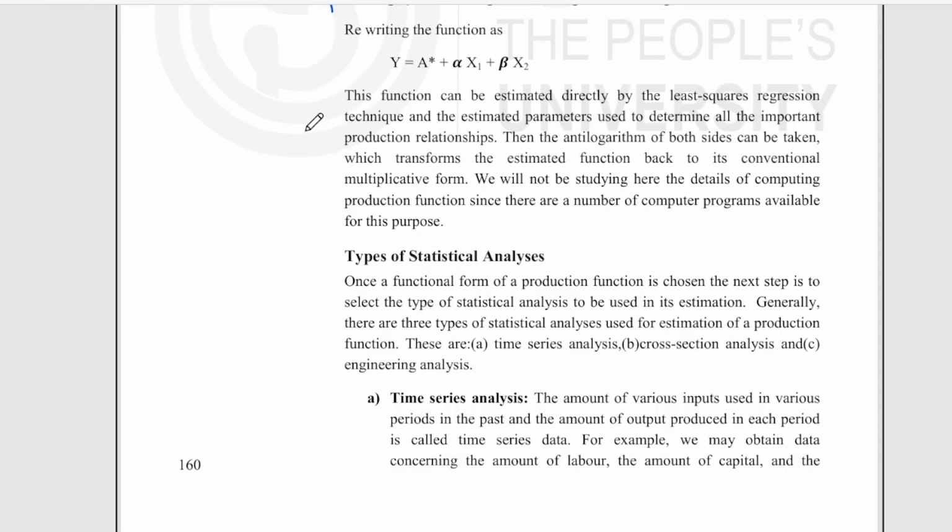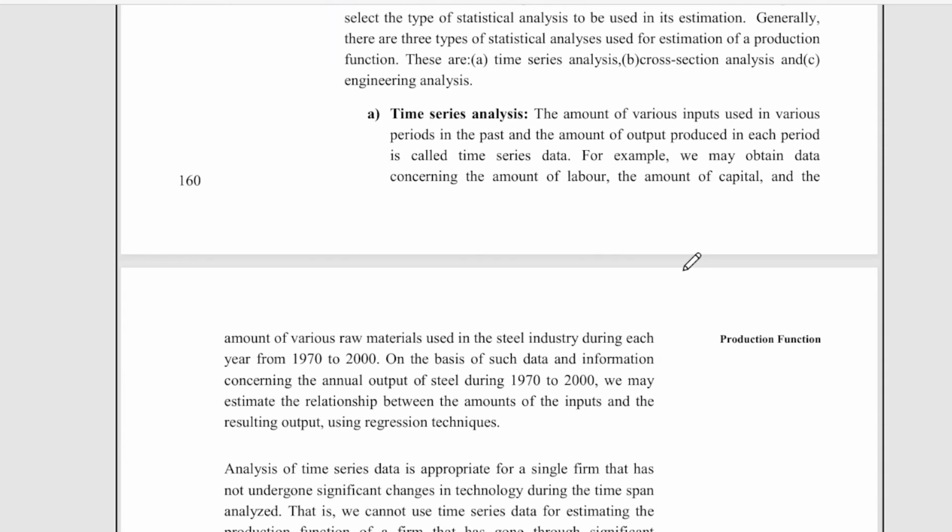Then the anti-logarithm of both sides can be taken, which transforms the estimated function back to its conventional multiplicative form. We will not be studying here the details of computing the production function since there are a number of computer programs available for this purpose. And the next is the type of statistical analysis. Generally there are three types of statistical analysis used for estimation of a production function, that is time series analysis, cross section analysis, and engineering analysis.